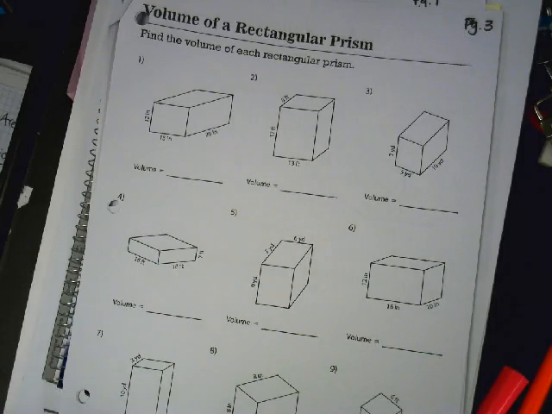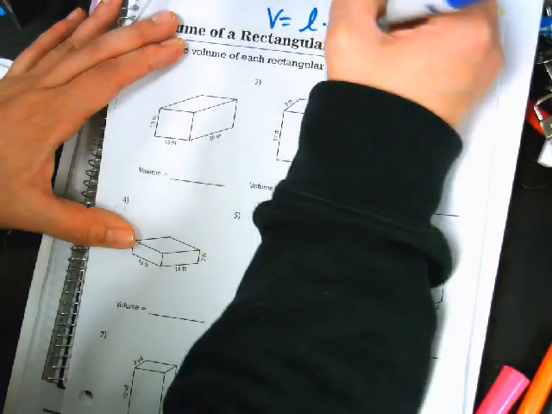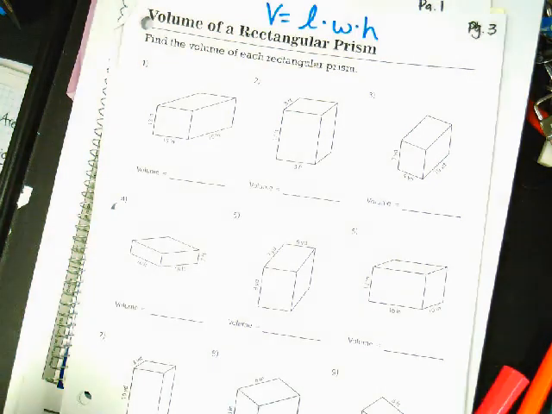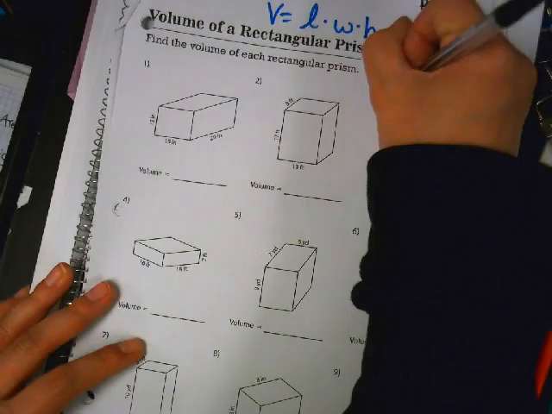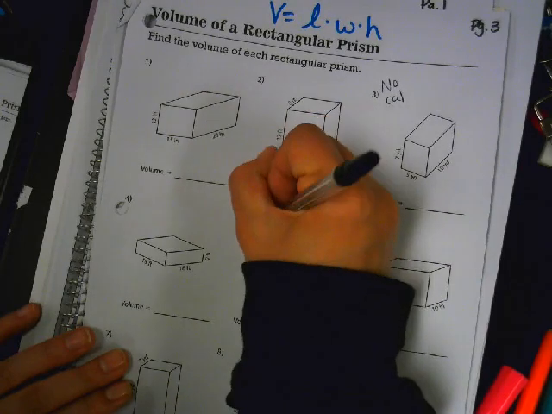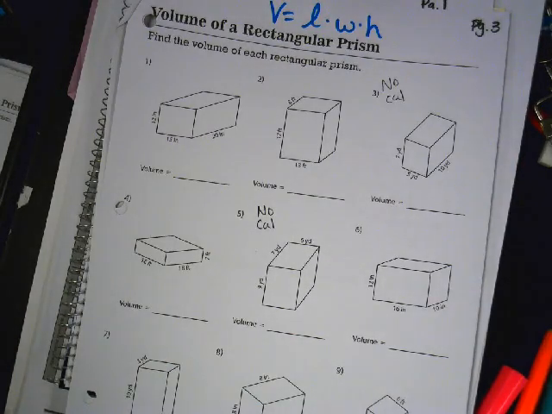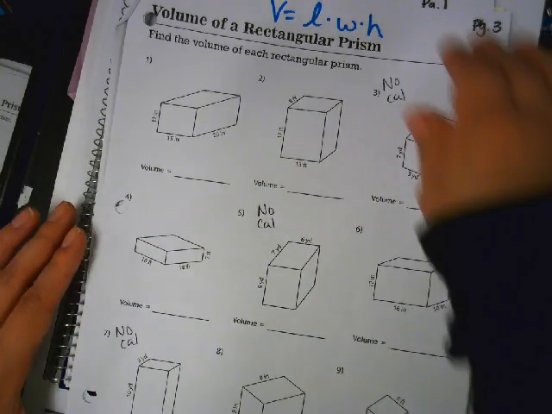So I would like you to do page 3. All you have to do for a volume of a rectangular prism is length times width times height. We have 8 minutes. 7 minutes before we start cleaning up. I want you to do it without a calculator. Okay, no calculator on number 3, so show me work. No calculator on number 5. And no calculator on number 7. That's it. The rest you can use a calculator.